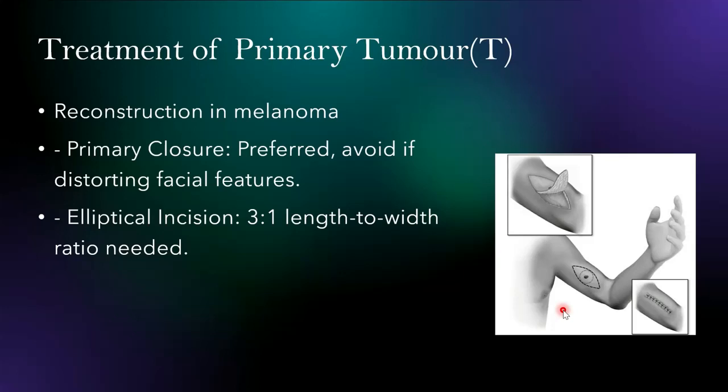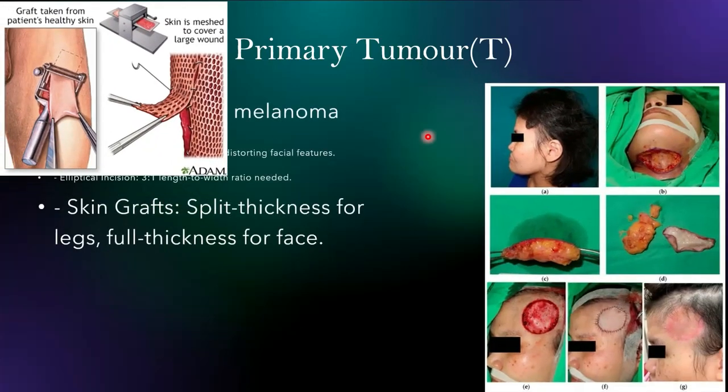Generally, we use an elliptical incision with a 3:1 length to width ratio, which is required for closure. So whenever we put an elliptical incision, 3 length to 1 width, that should be the ratio. In case of a smaller lesion, primary closure can be attained. But what do we do in the case of larger lesions? There we have to go for a skin graft.